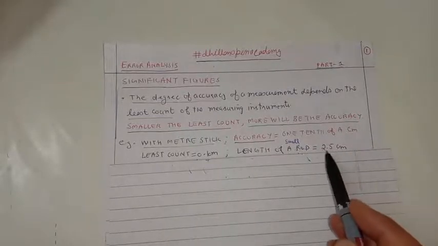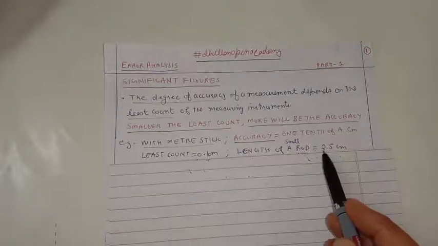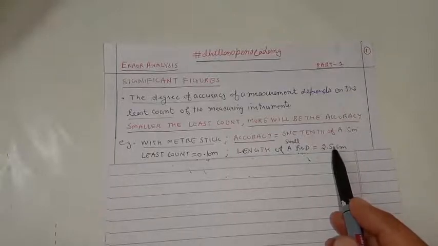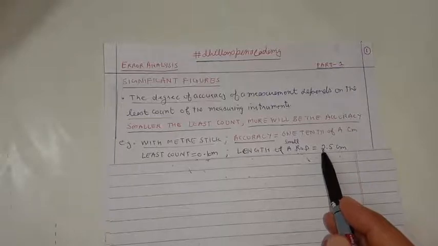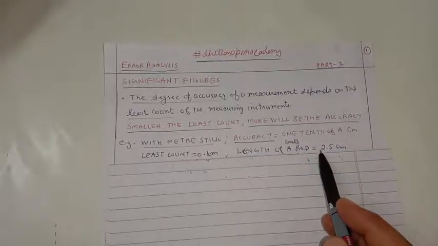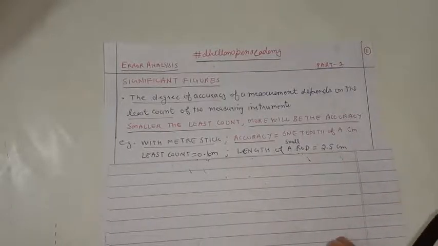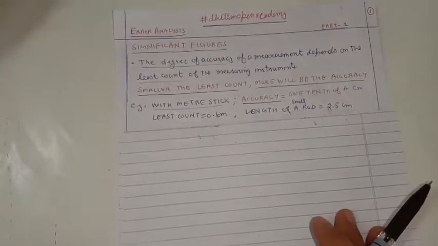That means when the length of the same rod is measured by different persons using the same meter stick, in all the observations we may find that the digit before the decimal place will always be present. 2 will always be repeated in all the observations, but the digit at the first decimal place may or may not repeat itself.